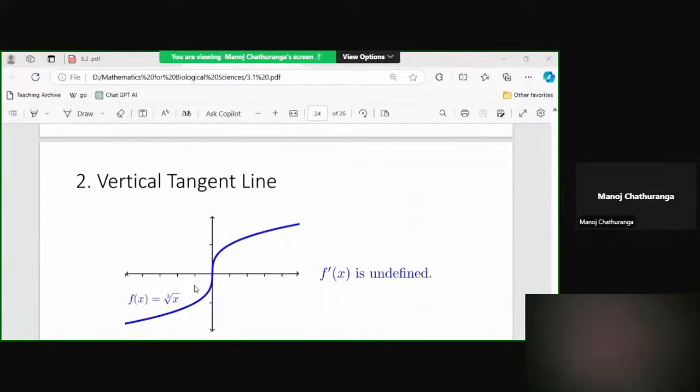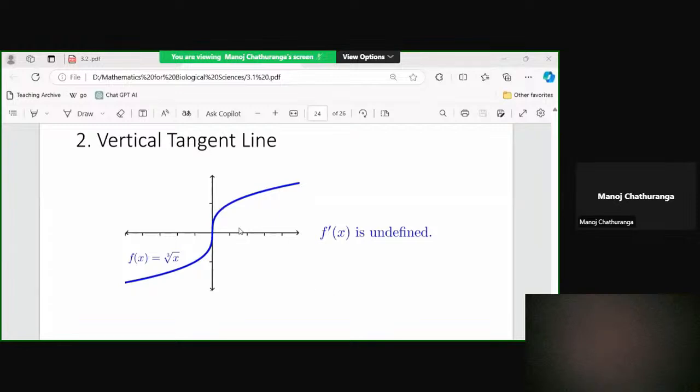Next, vertical tangent lines. Look at this graph. This is the graph of the cubic root of x. We know the graph of y equals x cubed. Cubic root of x is the inverse of x cubed. So you take the graph of x cubed, take the mirror image of that graph through the line y equals x. What you get is y equals x to the power 1/3, the cubic root of x.